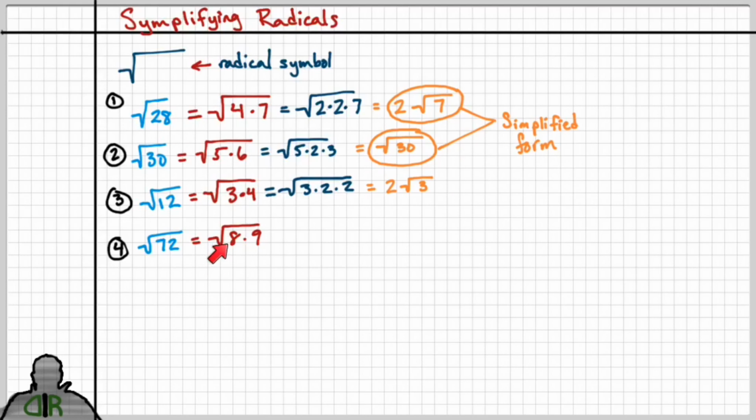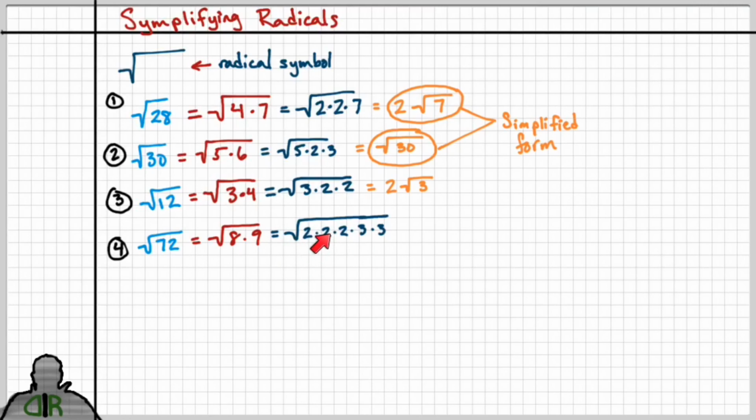In this case, 8 can be factored and so can 9. Okay, and so I can go 2 times 2 times 2, which gives me 8, and then 3 times 3, which gives me the 9. So now I have fully factored it inside of here. Okay, so again, I'm going to look for pairs.